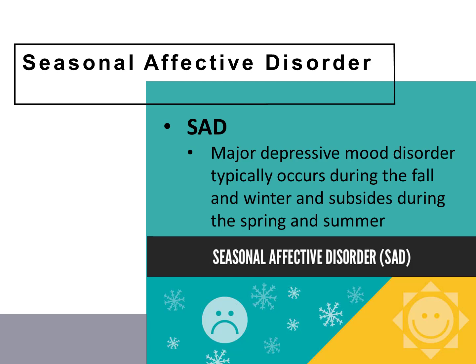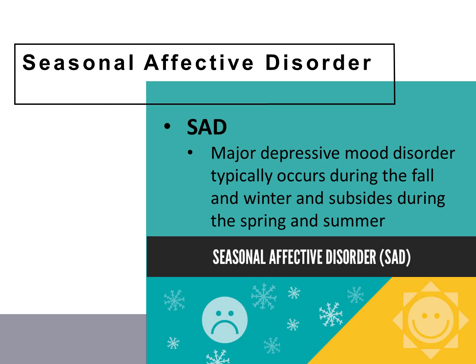So, for whatever reason, when it's fall and winter, people who have seasonal affective disorder will meet criteria for major depression. So, they'll be depressed. And then, as soon as spring and summer rolls around, that depression goes away and they're back to feeling normal, and they're just going about their daily life. So, it's a seasonal thing.